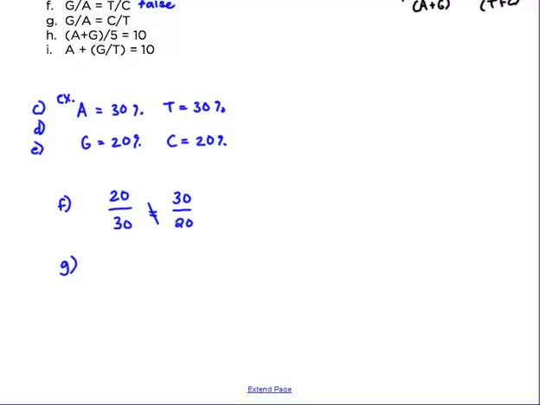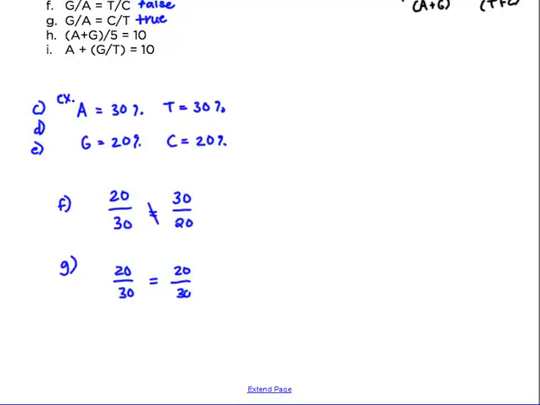Let's look at G using the same numbers. G divided by A is 20 over 30 equals C divided by T, which is 20 over 30. So this, G, is true.